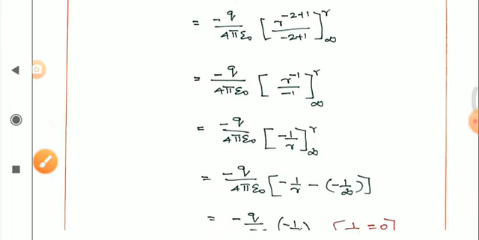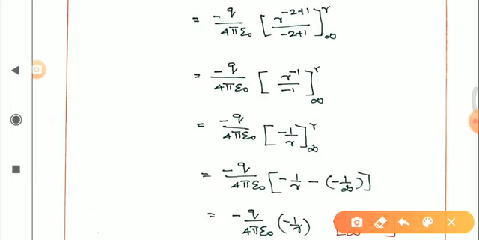That is equal to minus q by 4 pi epsilon naught into 1 by minus 1 by r into infinity to r. Then we can substitute the limit. First upper limit, we have to substitute r, that is equal to minus 1 by r, minus of lower limit minus 1 by infinity. So minus of minus can be taken as plus. So what will be remaining in the next step?